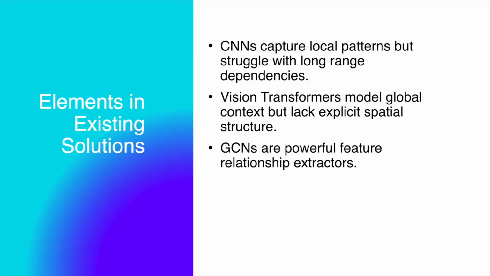Many image classification models exist which use the following elements. CNNs, or convolutional neural networks, are excellent for capturing fine-grained local patterns but struggle with long-range spatial dependency. Transformers, in contrast, excel at modeling global context, yet lack built-in inductive biases for spatial coherence. Finally, graph convolutional networks, or GCNs, help relate local features but don't inherently model global interactions.